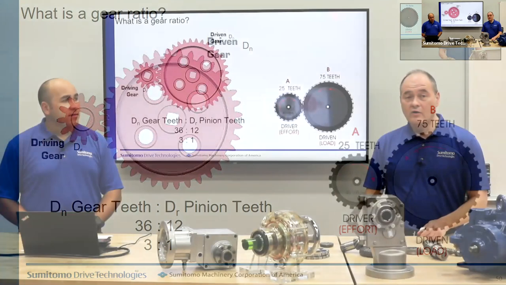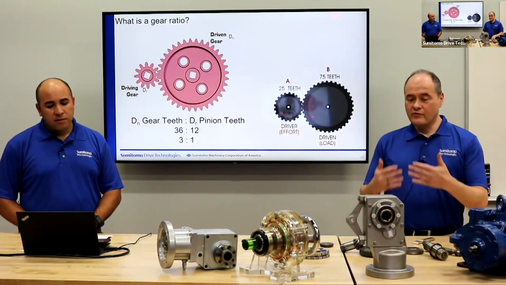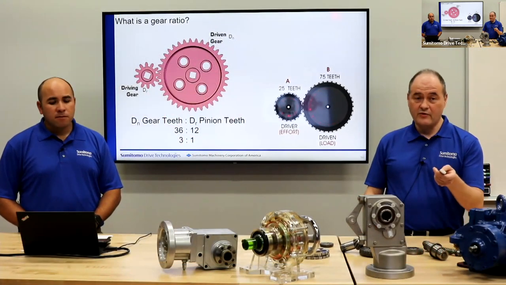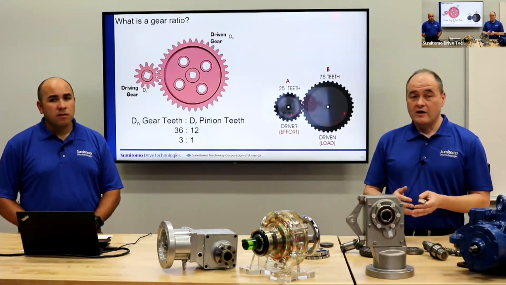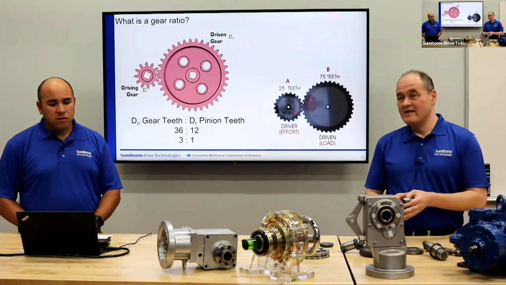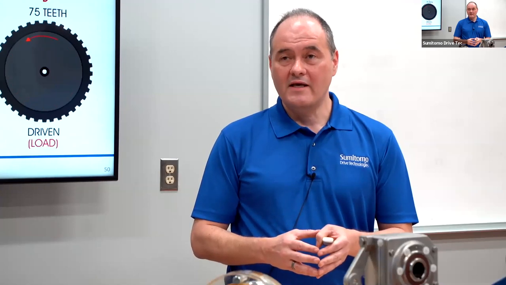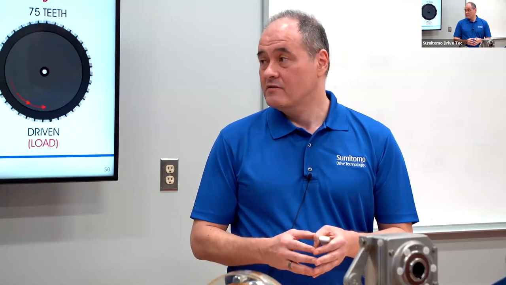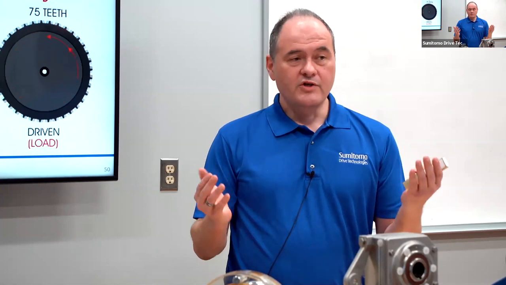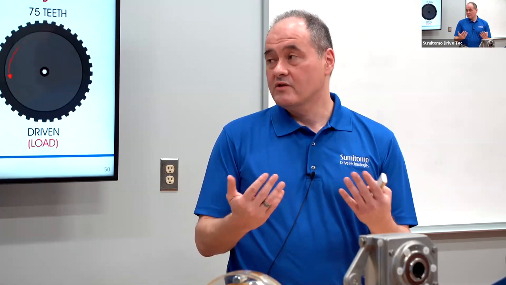Now, what if you have another gear set in this system? Well, for each stage, say, for example, this 36 and 12 system, you have a 3-to-1 reduction. And if you had another stage with, say, 24 and 48 teeth, that's a 2-to-1 reduction. Then you just multiply those two reductions together: 6-to-1 overall.